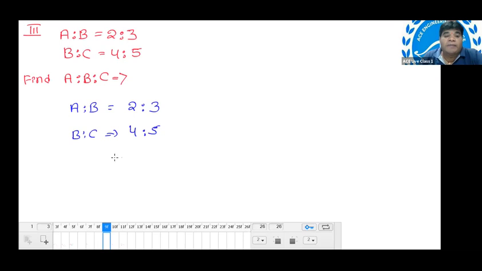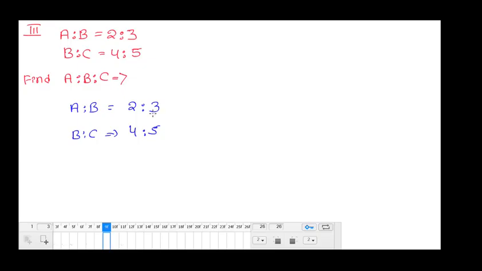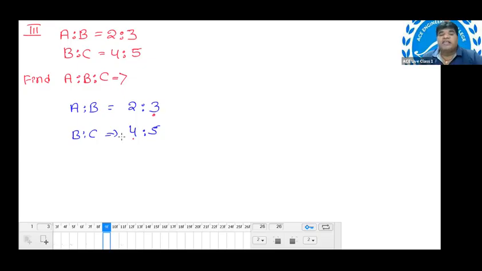So what is the common parameter in the first and second? B, sir. But here it is 3 and here 4, both are different numbers. B is a common letter, but the numbers are different. That's the reason I want to equate the B value. So the first equation is multiplied by 4 and the second equation by 3.